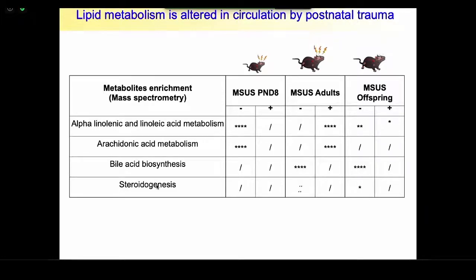and steroidogenesis. While this is decreased in pups after 8 days of trauma, when these pups have grown to adulthood, so many months after the trauma, we see an increase in the metabolism of polyunsaturated fatty acids, and to some extent, some of these alterations are maintained in the offspring.